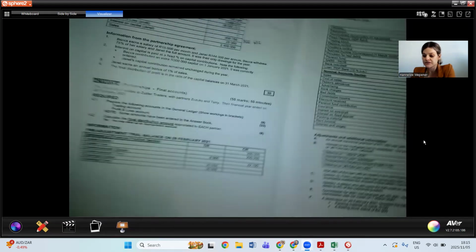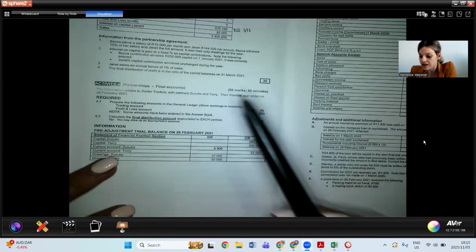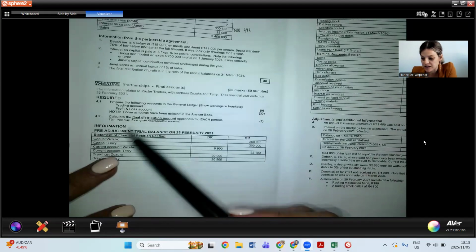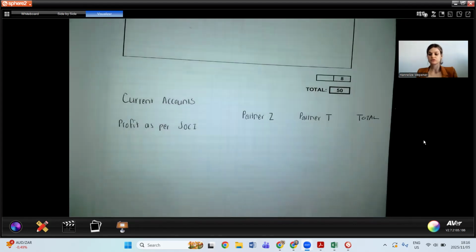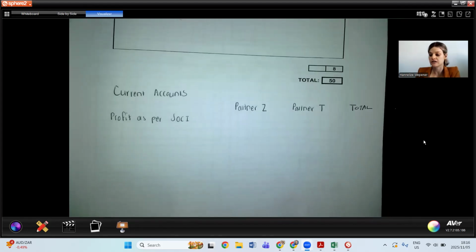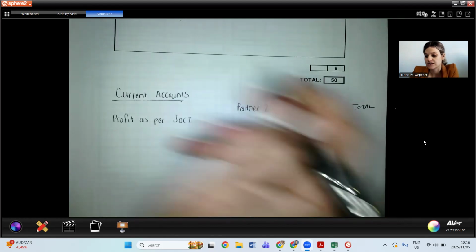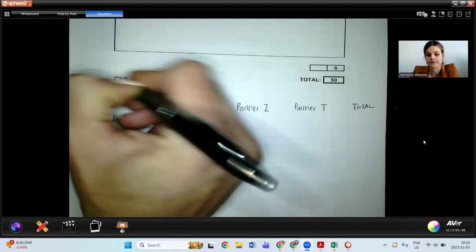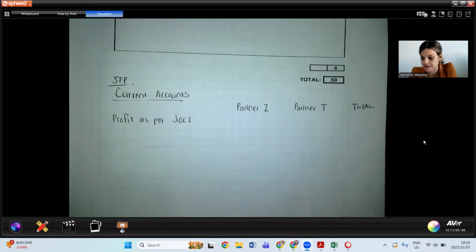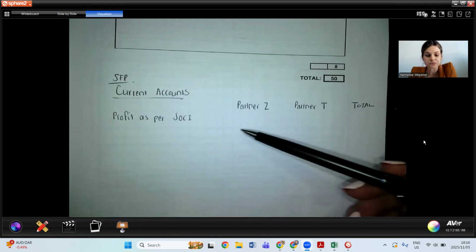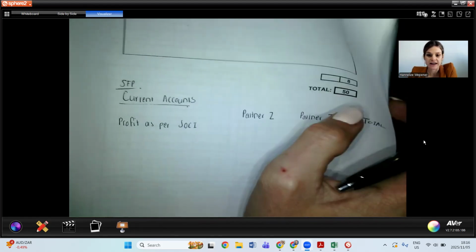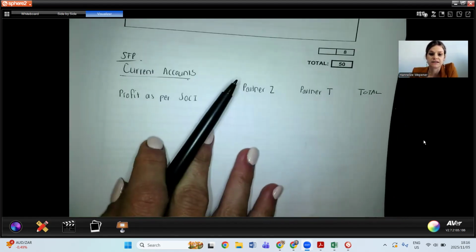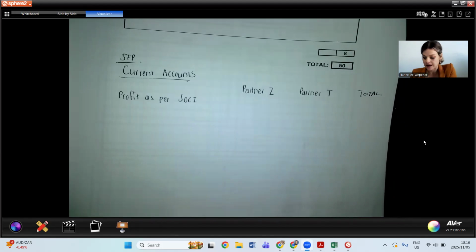In this specific activity, they asked us to prepare the trading account, profit and loss, and then calculate final distribution. However, what I'm going to do is use this to do revision on the current account note in the SFP. Right, so what are we doing when we are looking at the current accounts? You'll see different layouts for the current accounts, but the main idea remains the same.